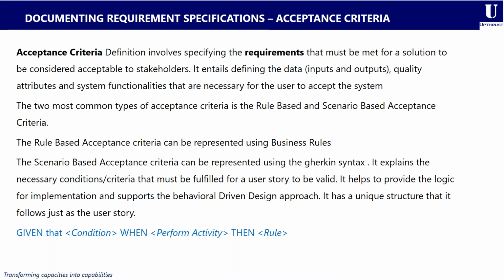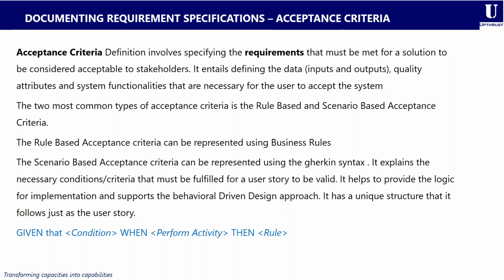For the rule-based acceptance criteria, these are basically represented using business rules. And for the scenario-based acceptance criteria, these are basically represented using Gherkin syntax. And it explains the necessary conditions and criteria that must be fulfilled for a user story to be valid. Gherkin syntax helps to provide the logic for implementation and supports the behavior-driven design approach. It has a unique structure, and it follows that of a user story, such as: given a condition, when I perform a certain activity, then a particular rule needs to apply.